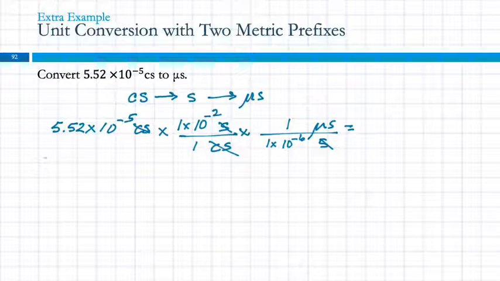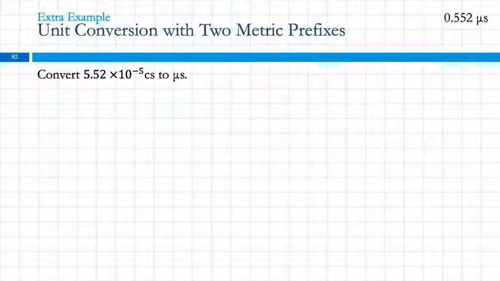5.52 times 10 to the minus 5 times 1 EE negative 2 divided by 1 EE negative 6. Calculator says 0.552 microseconds. My conversion factors are exact. My starting number had 3 sig figs, the ending has 3.